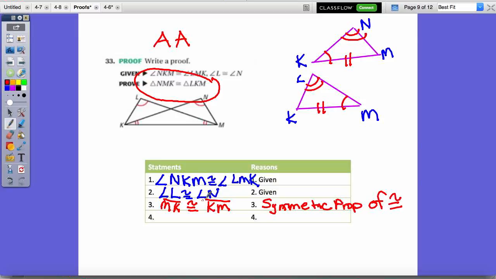Symmetric property of congruence. And now I can say triangle NMK is congruent to triangle LKM by angle, angle, side.